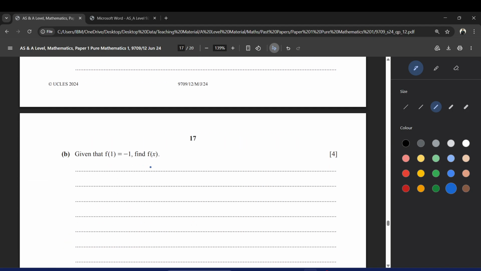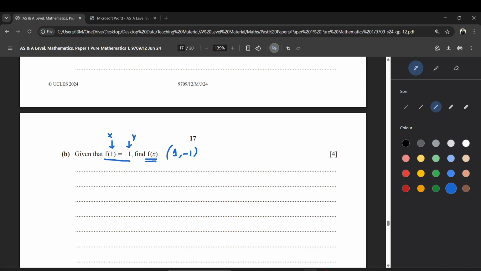Then it says, given that f of 1 is equal to minus 1, find f of x. Now this is just one clever way of giving you the x and y coordinate, because f of x means that this is your x value, the output value is going to be your y value. So the question has already given you a coordinate. Okay, so the coordinate is going to be 1, minus 1. Why this coordinate is given here? Because it is going to help us in finding the constant of integration, the value of c.